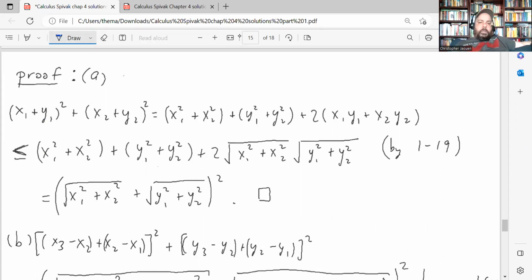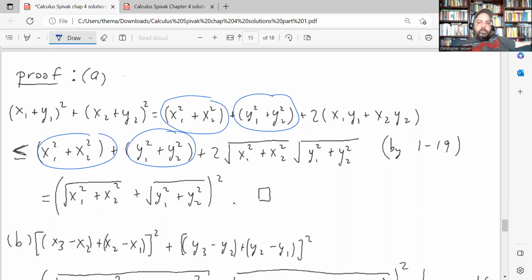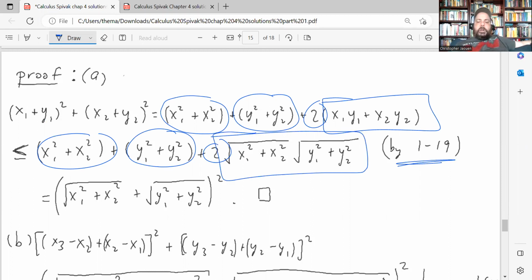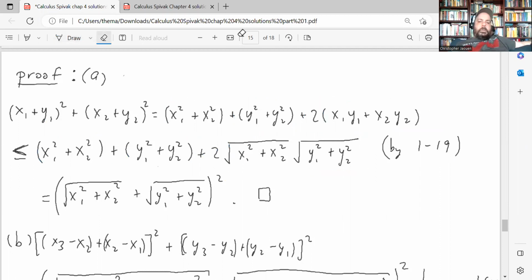Then notice, I'm bringing these along for the ride here. The 2 comes along for the ride. But by problem 119, this part here is less than or equal to this part. So that's where Cauchy-Schwarz comes in. So that means that this is less than or equal to this.